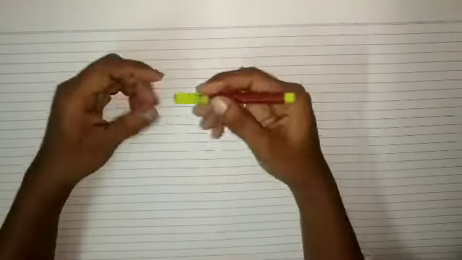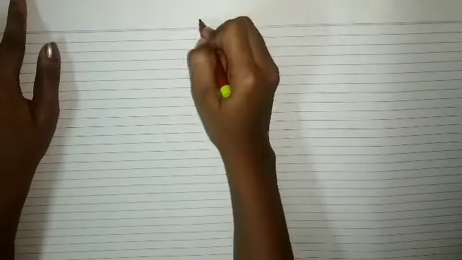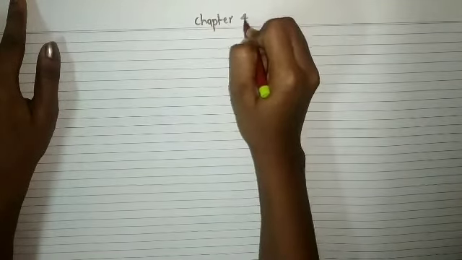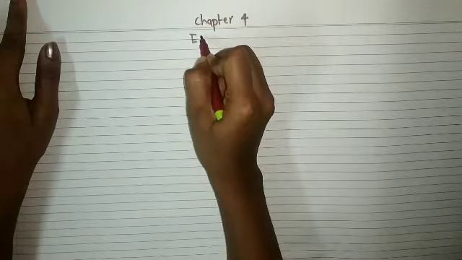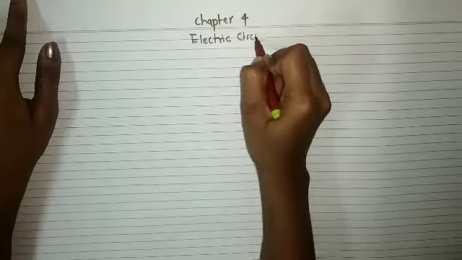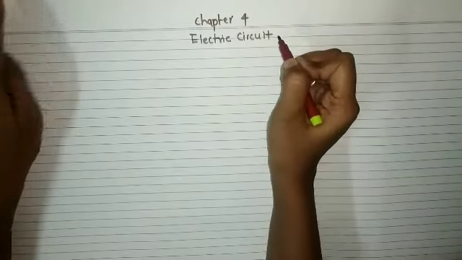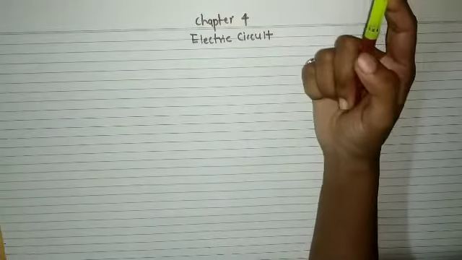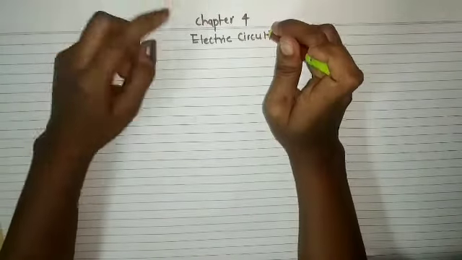So starting with your fourth chapter, chapter 4, electric circuit. We'll see the third chapter, that is engineering drawings, later. So first we'll start with the electric circuit.